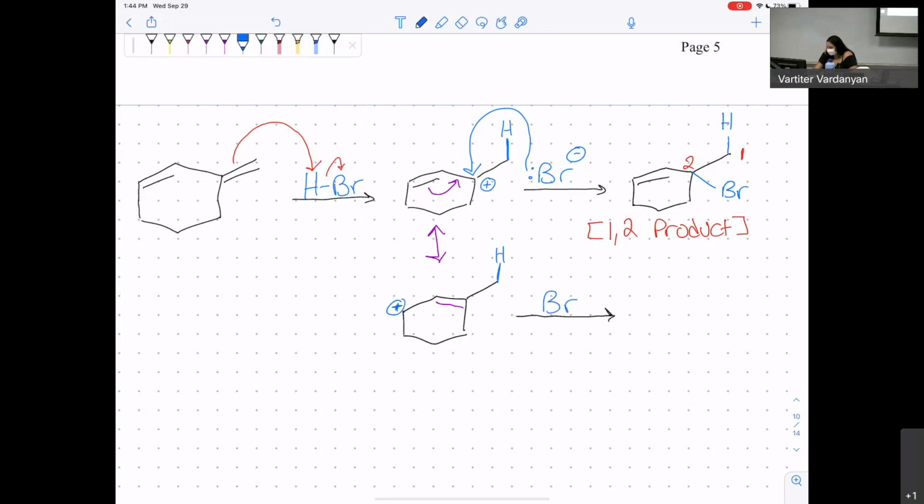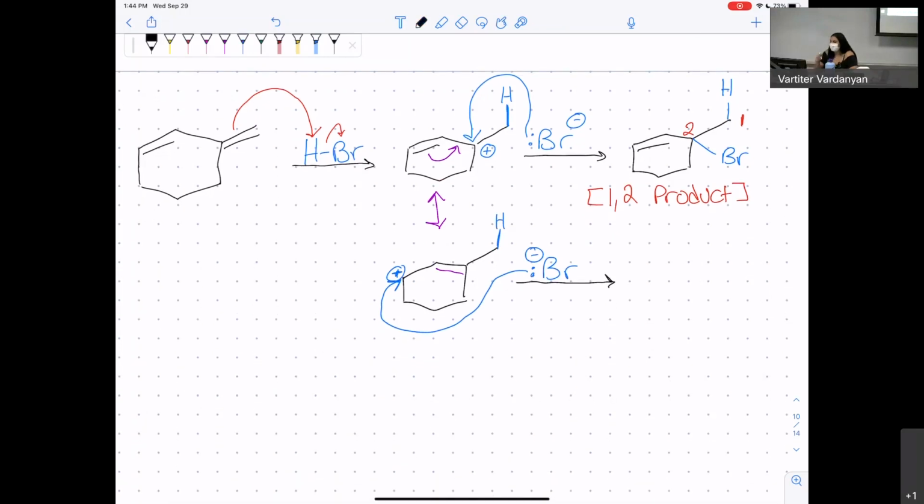So we still have Br minus in this case. And so instead, Br minus would attack this carbon. And so we would add a hydrogen. Oh, excuse me. The hydrogen would not move. It would stay in the same spot. And we would add the bromine all the way over here. So we get Br, we get H, and we get a nice little double bond right here.